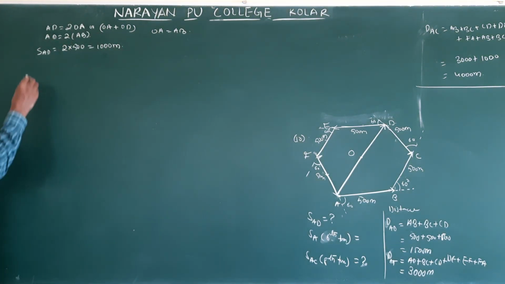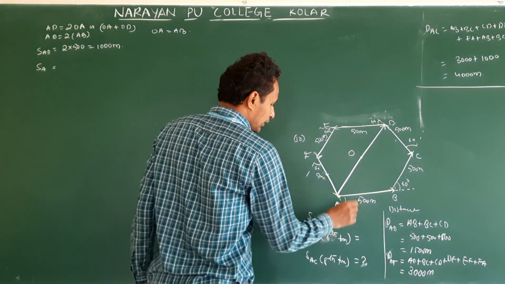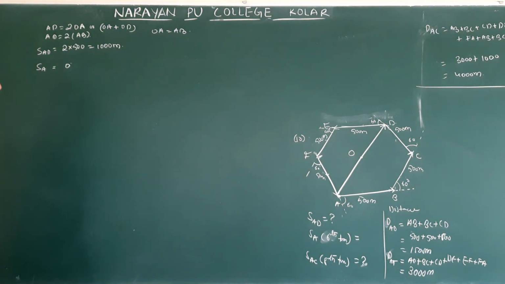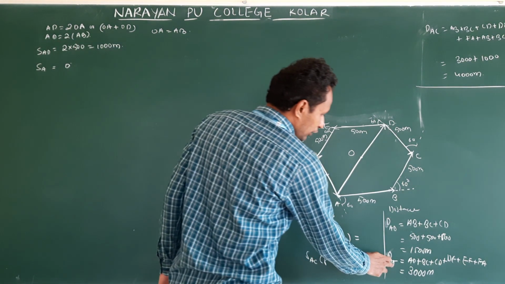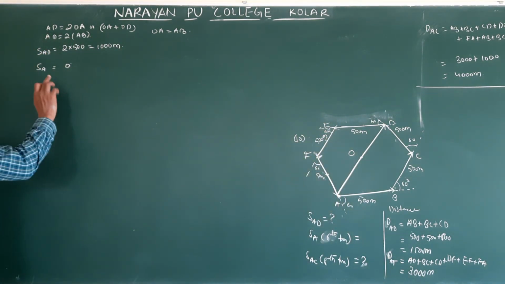Next, S_A, displacement at the sixth turn. What is the initial point and final point? Initial point is A, final point is A. Then displacement is 0. Then what is the distance? A to A, this is 3000 meters or 3 kilometers. Okay, that is the difference.